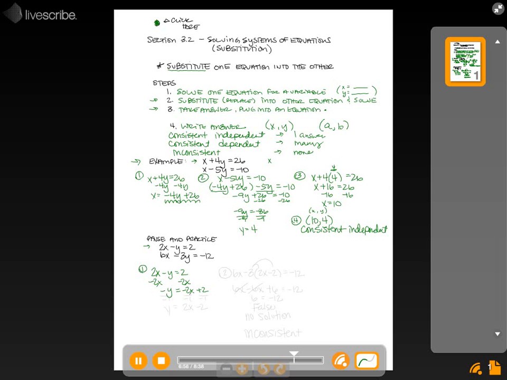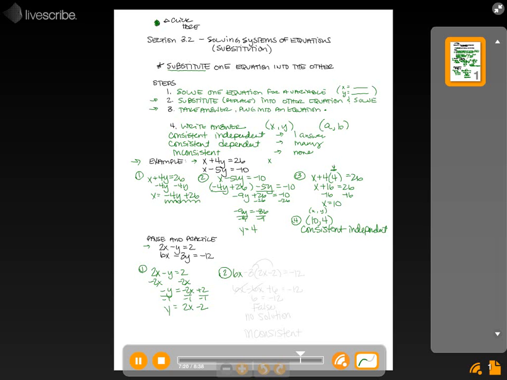Can't have a negative in front of the y. Divide everything by negative 1. So y equals 2x minus 2. Good. Step 1 is finished. We've got a variable to equal everything else. Step 2 now. We have to take that and plug it into the other equation. Now it's important you plug it into the other one. You can't plug it back into the same one because it won't work. So we're going to plug it into the second one now.